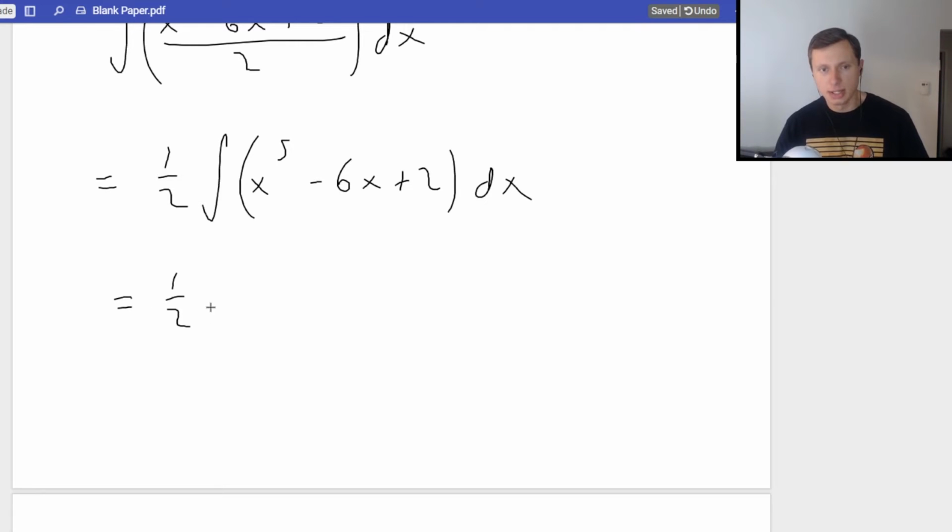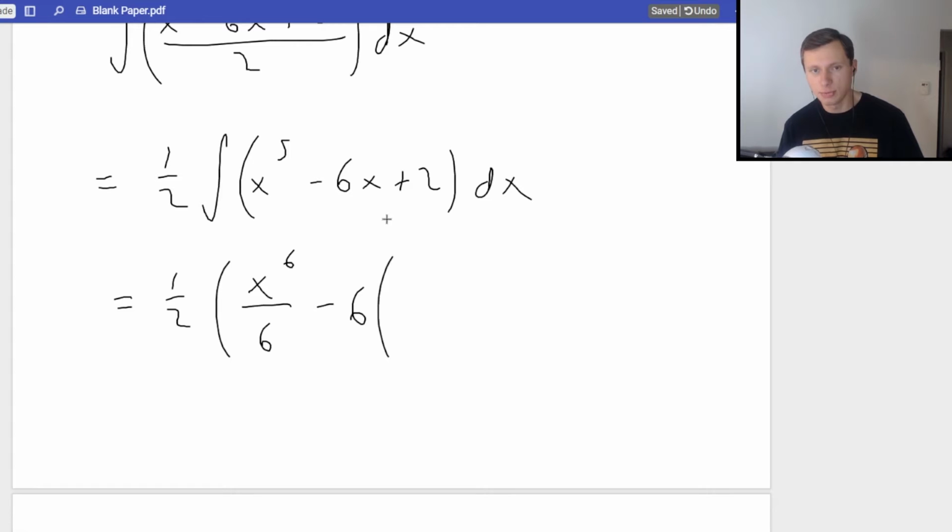It's not too bad. 1/2 times x to the fifth, well, that's now going to be plus 1, so x to the sixth over 6. Hopefully you're getting the hang of it now. I can start to go a little bit faster. The next one's kind of annoying actually, but this minus 6, that's just a coefficient. I'm going to write it out in front. And then the integral of x, well, if that's x to the first power, that's going to be x squared over 2. I can simplify that in the next step.